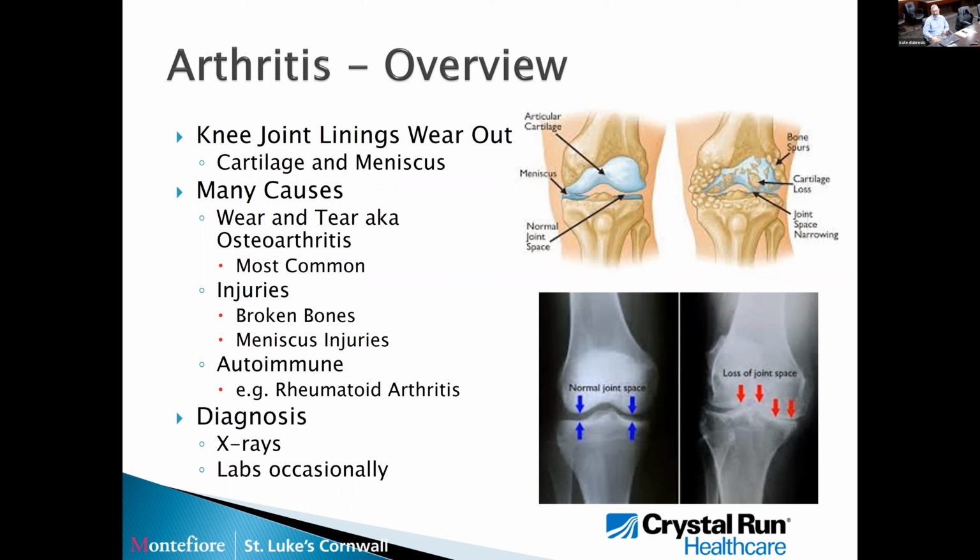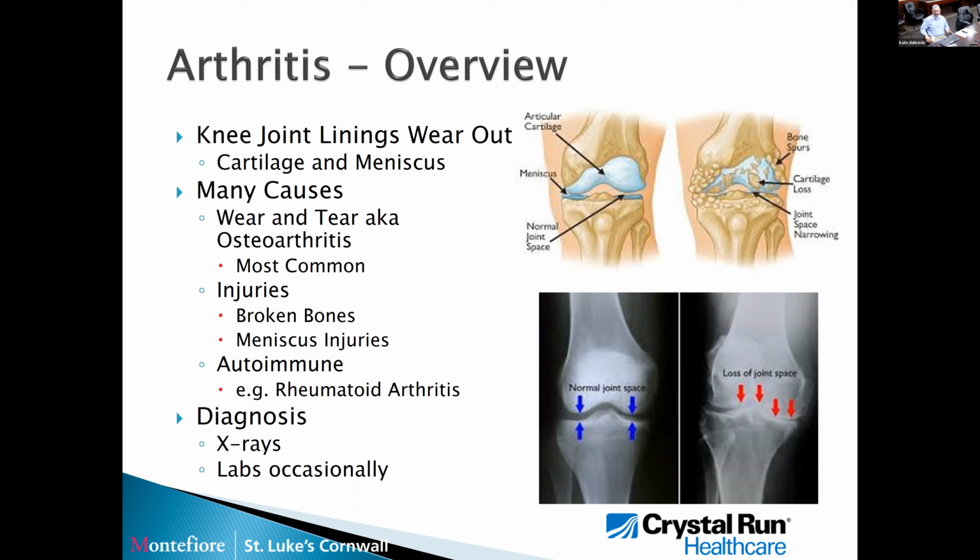And then autoimmune conditions. The most common is rheumatoid arthritis. There's also psoriatic arthritis. And these conditions can cause the joint linings, the joint tissue is called the synovium, which is the tissue that produces the fluid within the knee. Those can cause it to be inflamed and therefore destroy or wreck the cartilage within the joint.